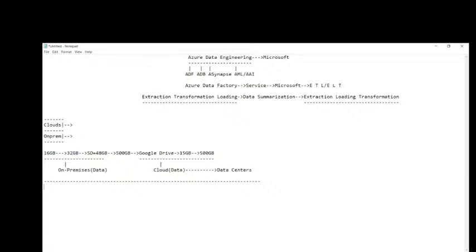And who are they? The first one is Azure. Azure is from Microsoft. Azure is the first cloud provider.